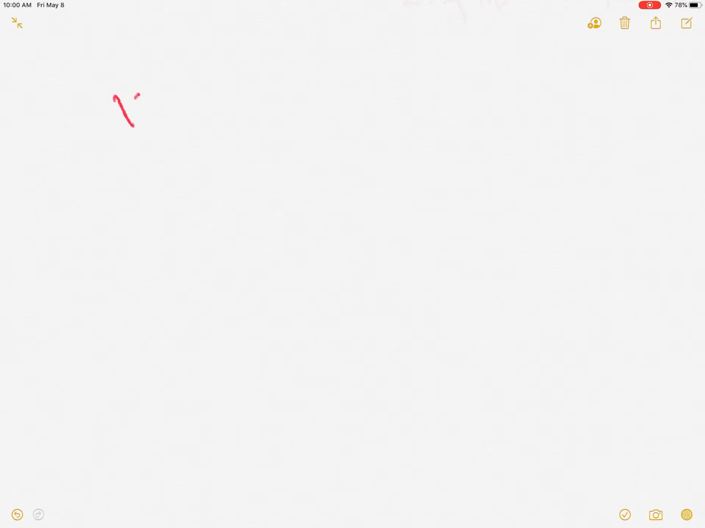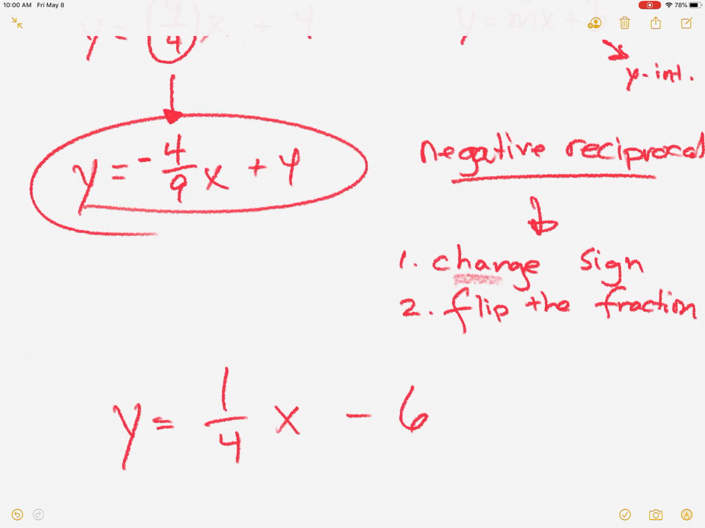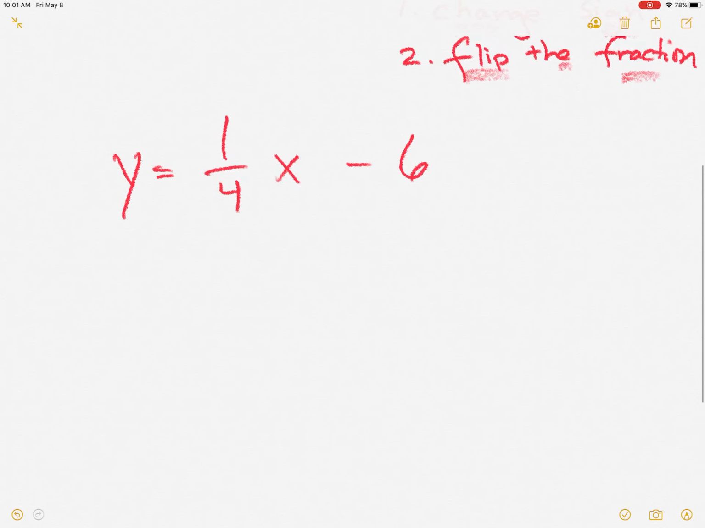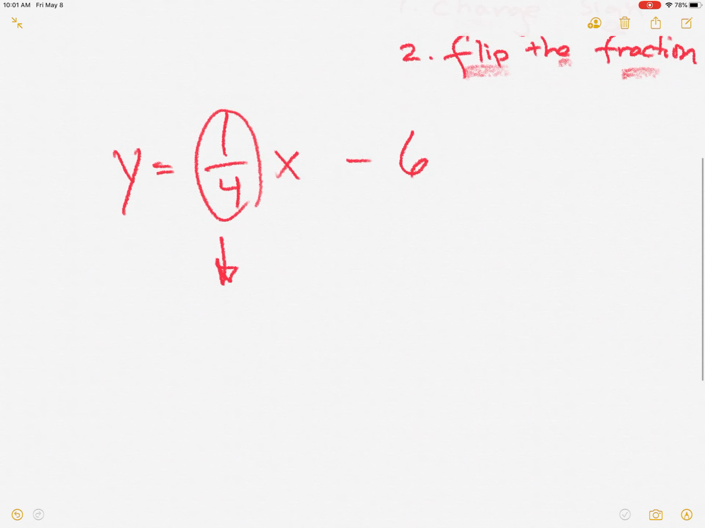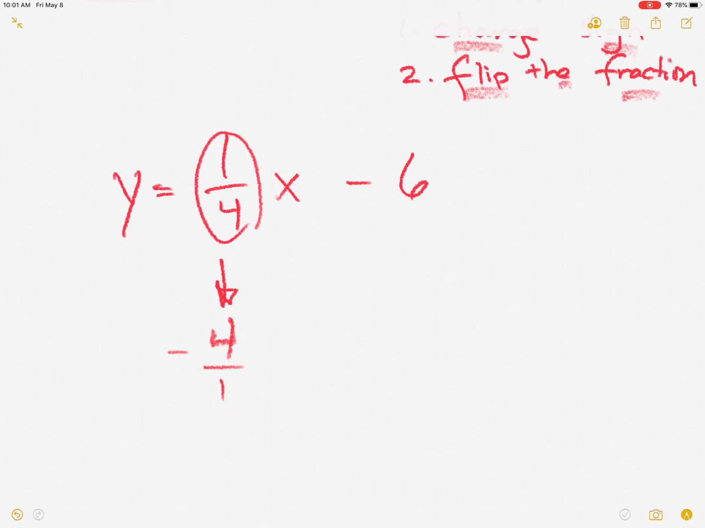So let's just say we've got another line which is y equals 1/4 x minus 6. If I want to write the equation of a line which is perpendicular to that, let's remember our steps, which are change the sign, flip the fraction. So I'm going to change the sign, and I'm going to flip the fraction. So I'm going to put the 4 where the 1 was and the 1 where the 4 was. And then I can bring everything else down.